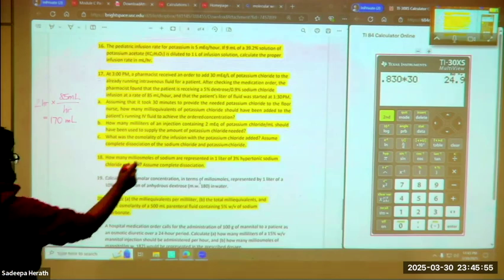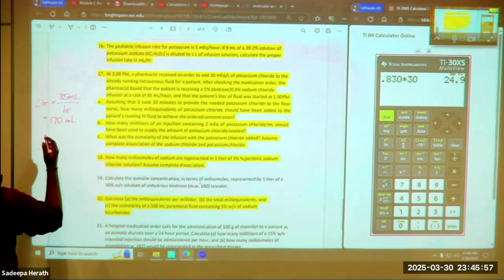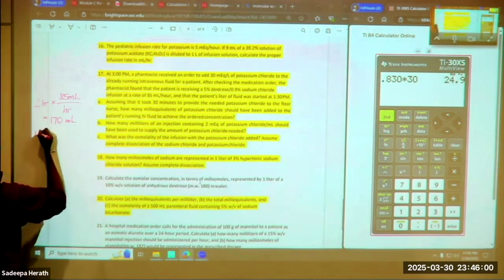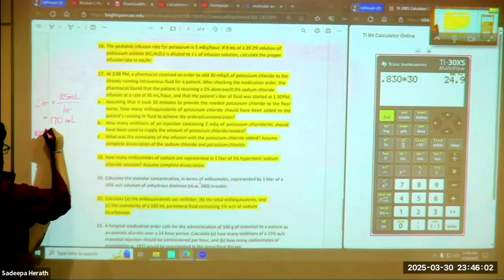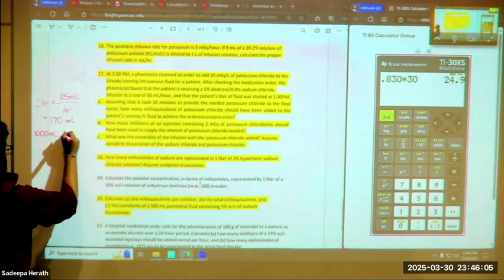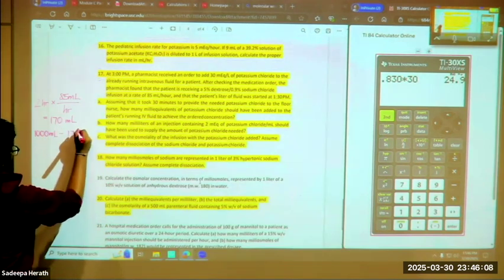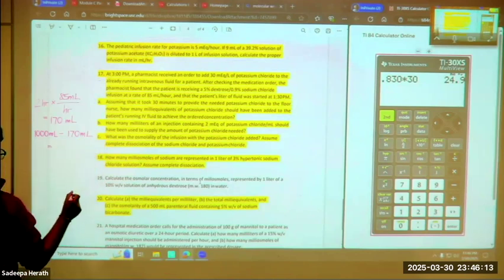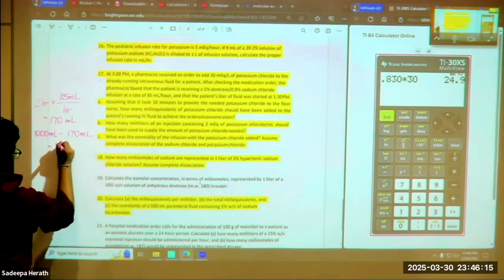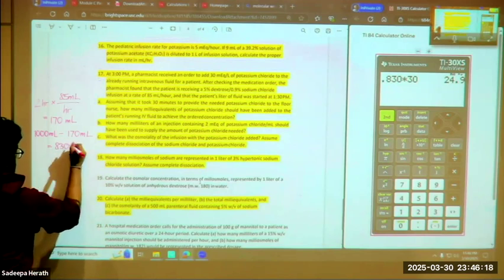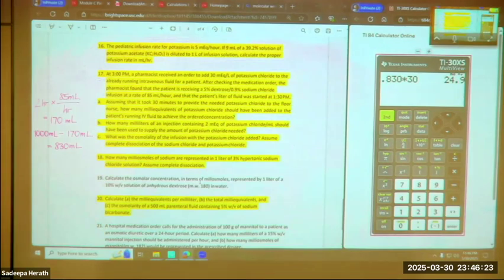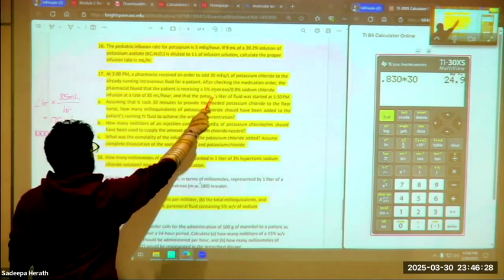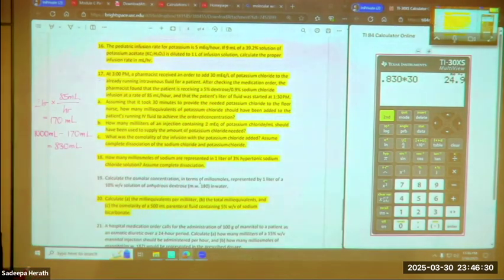Okay, so we started with the patient's liter of fluid. So we started with a liter. That's 1,000 mL minus 170 mL. That is 830 mL.